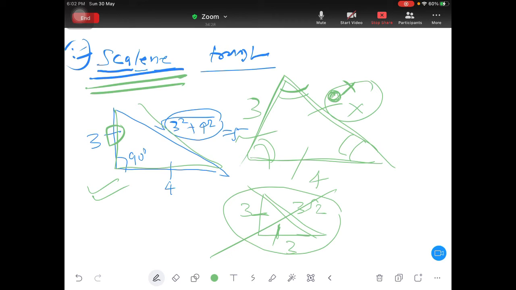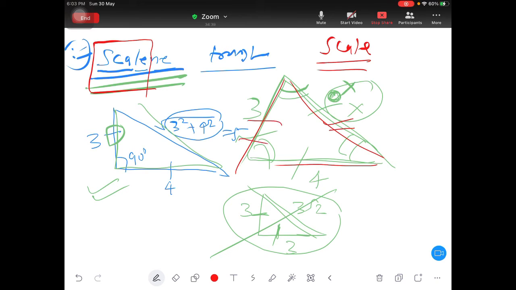You see this word here, scale, right? This is the spelling of scale. So scale-wise they are not matching. I mean they are not the same. They are different.